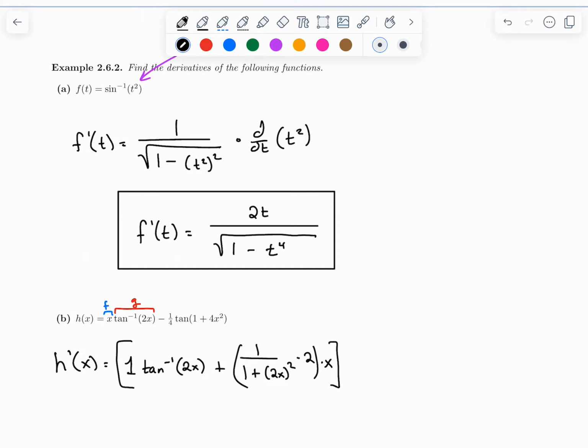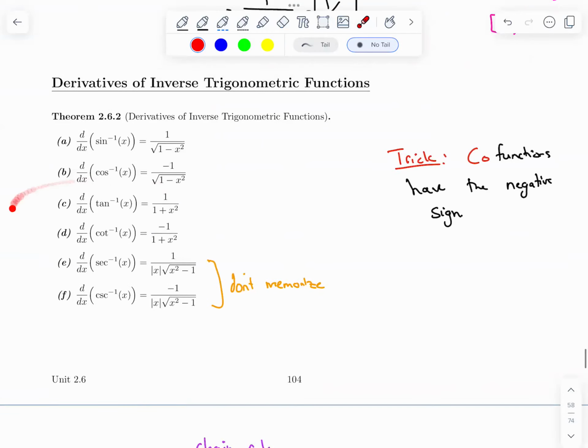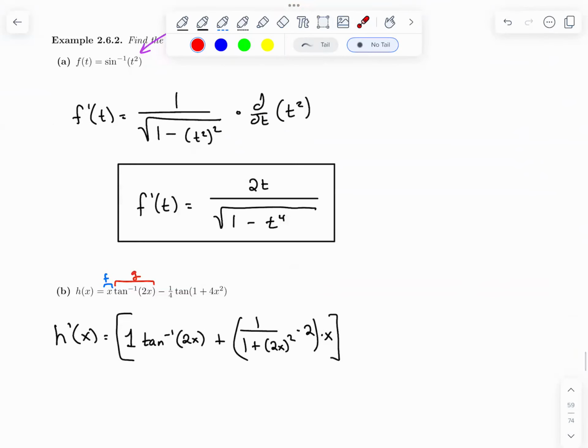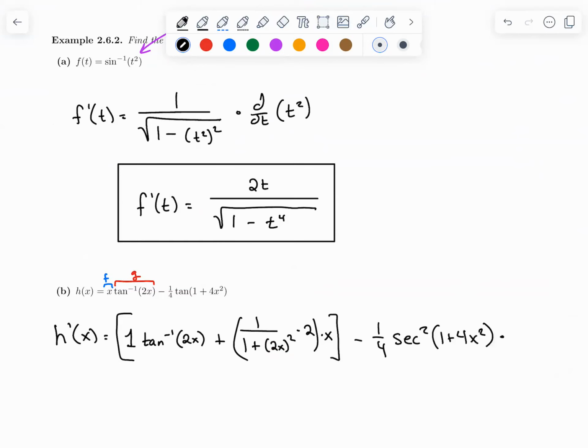So the reason why the derivative of tangent inverse of 2x was this is that the original derivative of tangent is 1 over 1 plus x squared, but this is a chain rule. So it's 1 over 1 plus the inside squared, so 1 plus 2x squared, times the derivative of the inside. The derivative of 2x is 2, and so that's where that's coming from. And then the minus 1/4. The derivative of tangent is secant squared, evaluated at the inside, so 1 plus 4x squared times 8x by the chain rule.